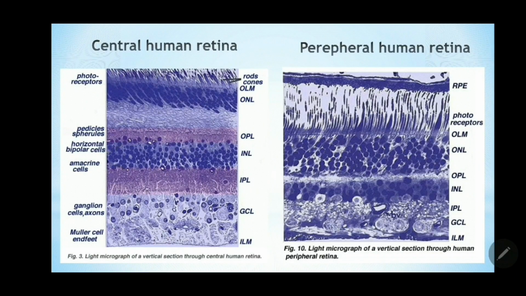Now this is about the difference in the histological sections of central and peripheral human retina. This is a section from the central human retina, and this is from the peripheral human retina. Okay. So now let's find the differences in the central and peripheral human retina.